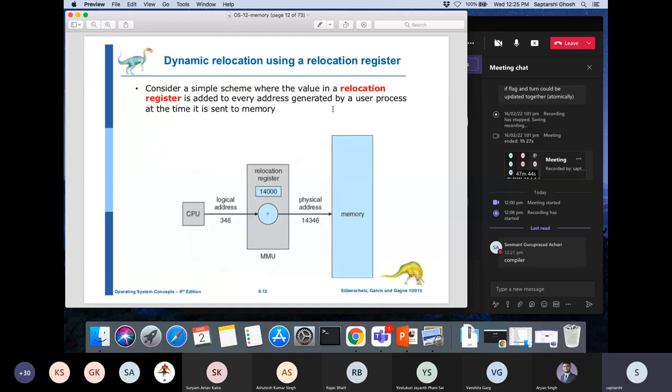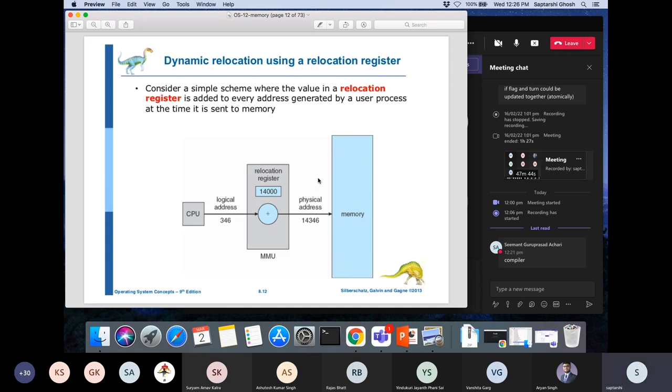So we have talked about our base register, but now we change that name, let's say, to a relocation register. Whenever the CPU generates a logical address, say 346, the memory management unit knows that this process actually starts from location 14,000 in the main memory. Therefore it adds the value of this register to 346 to get the physical address. So the CPU generates a logical address, considering that the memory starts from 0, but that is bound to a physical address by the memory management unit by adding the relocation register.